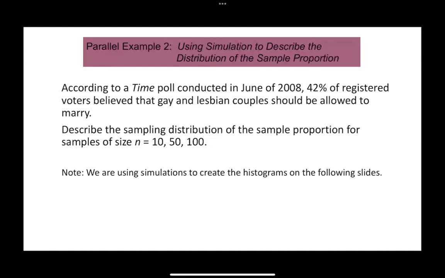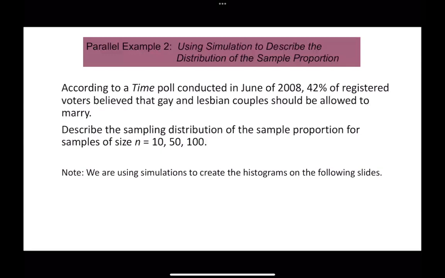Okay. So we're going to do some histograms on the following page. This is similar to what we did with our mean. According to a Time poll conducted in June 2008, 42% of registered voters believe that gay and lesbian couples should be allowed to marry. So we're going to look at the sampling distribution for the sample proportions for sizes n = 10, 50, and 100.